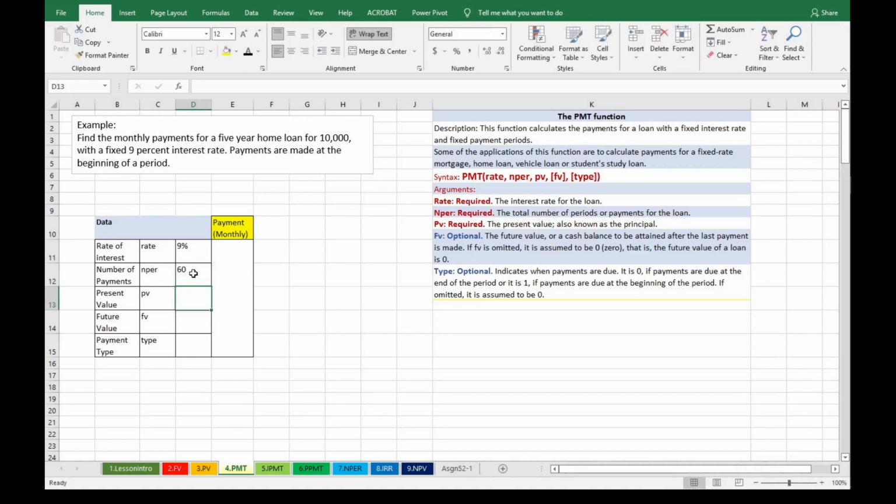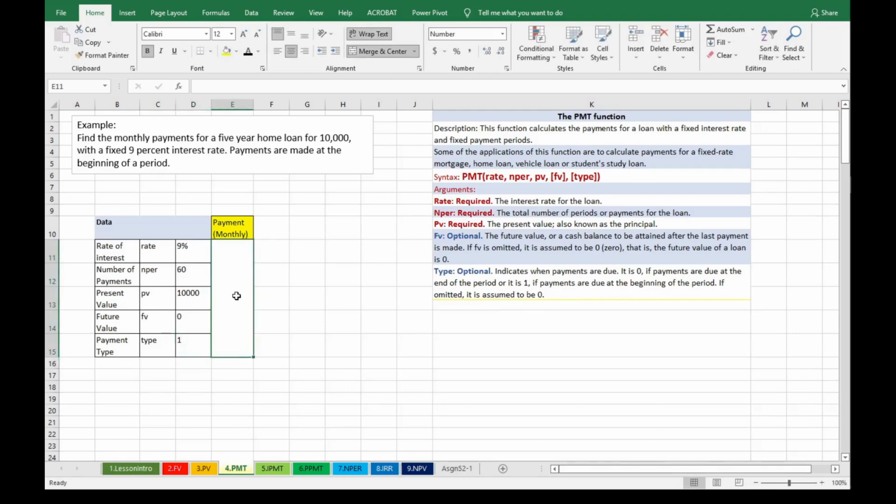Then we want a loan of 10,000, so we'll put 10,000, and it is the cash inflow, so we'll put it positive. Then future value, we have nothing, so we'll put 0 or omit it. And type also, it is made at the beginning of the period. It is the beginning of period, it is 1, so we'll have to put 1 here.